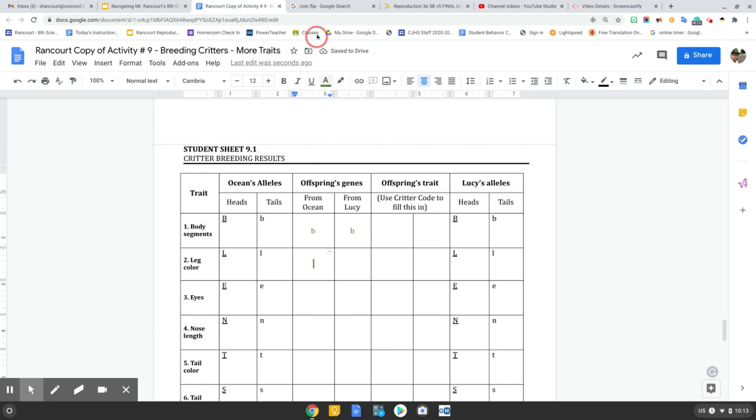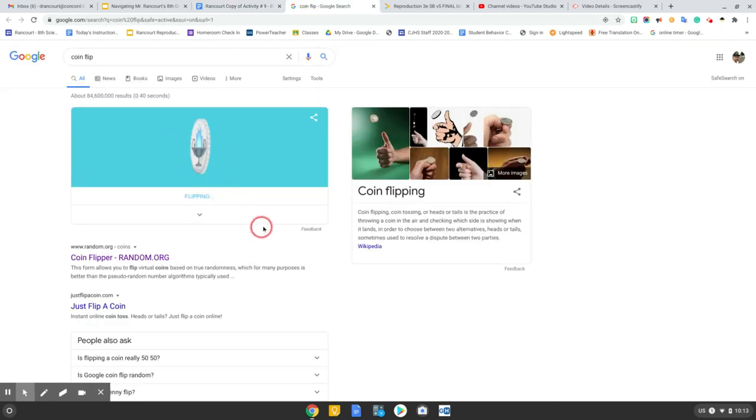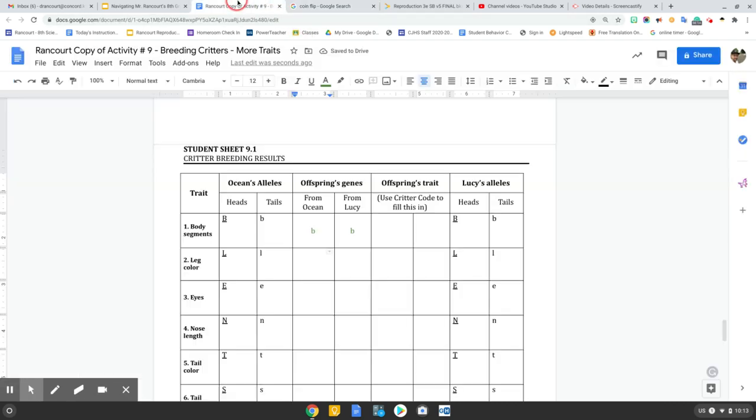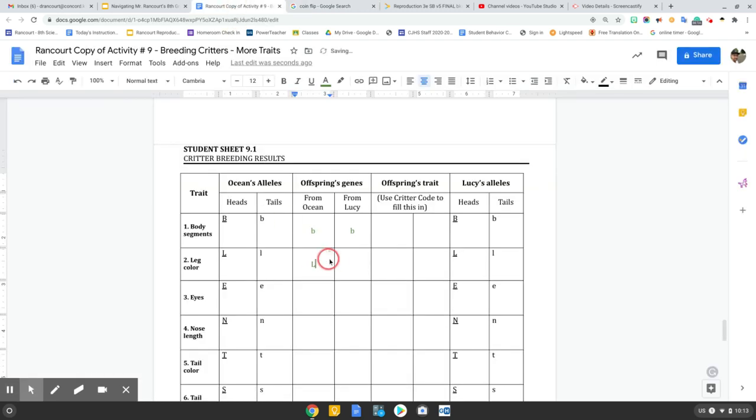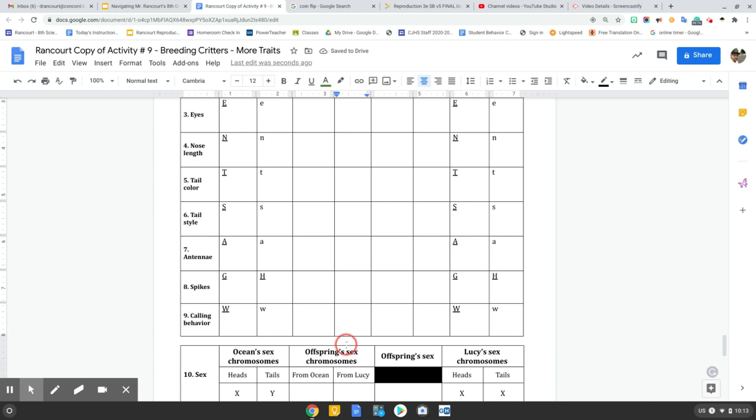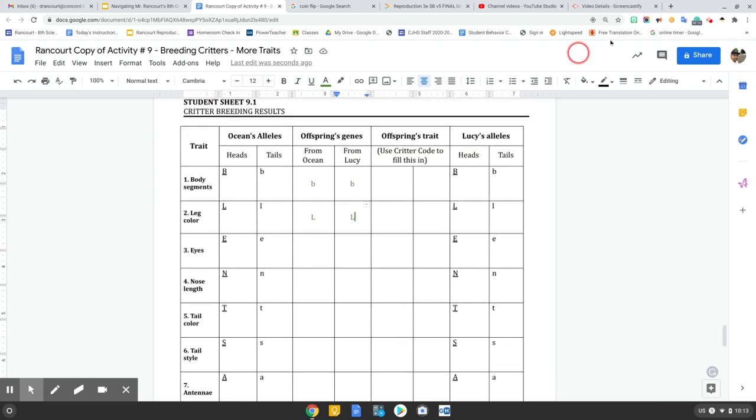So let's do leg color. I'm going to flip the coin. Heads, that means I'm writing a capital letter. Notice the leg here is L, so I'm going to write capital L. Flip it again. It came out heads again, so I'm going to type a big L one more time. And you're going to do the same thing all the way through steps 1 through 9. Do not do step 10 yet because that requires some special instructions.